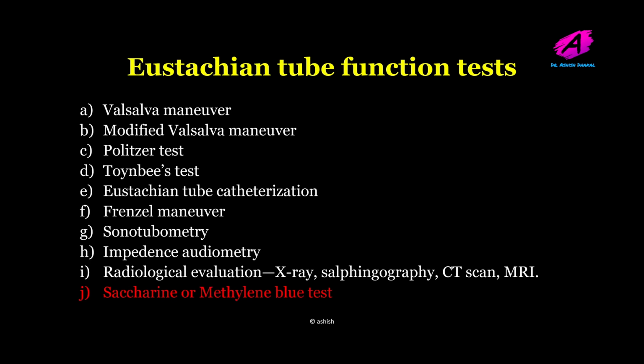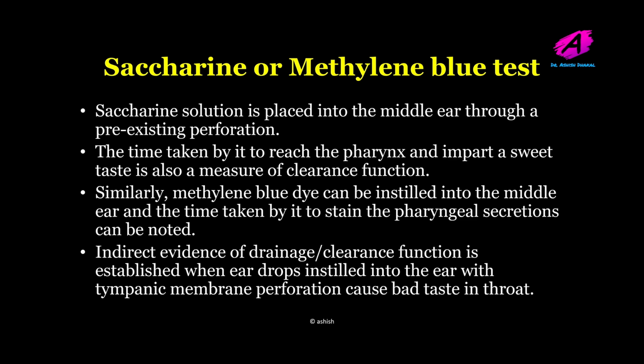The other common test that can be tried is saccharine or methylene blue test. Saccharine solution is placed into the middle ear through a pre-existing perforation. The time taken by it to reach the pharynx and impart a sweet taste is also a measure of the clearance function. Similarly, methylene blue dye can be instilled into the middle ear, and the time taken by it to stain the pharyngeal secretion can be noted.